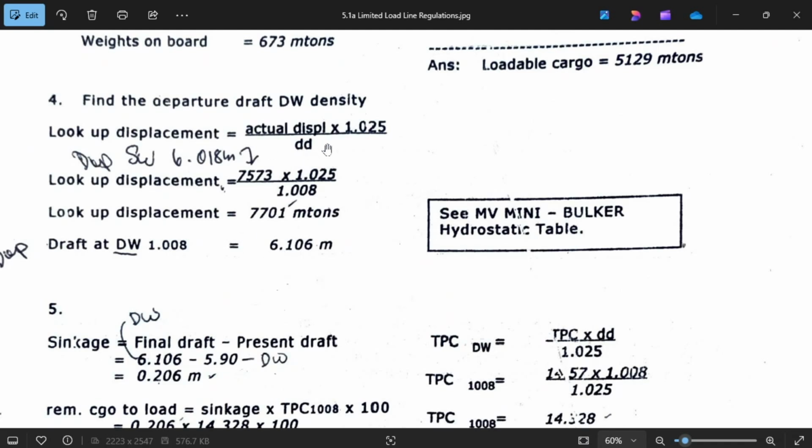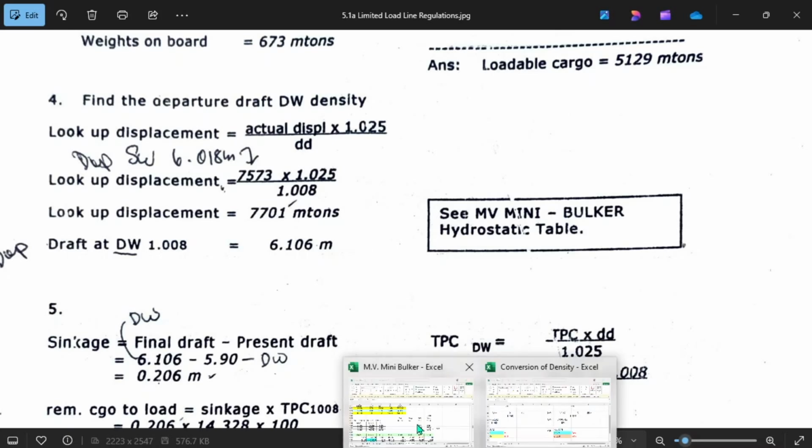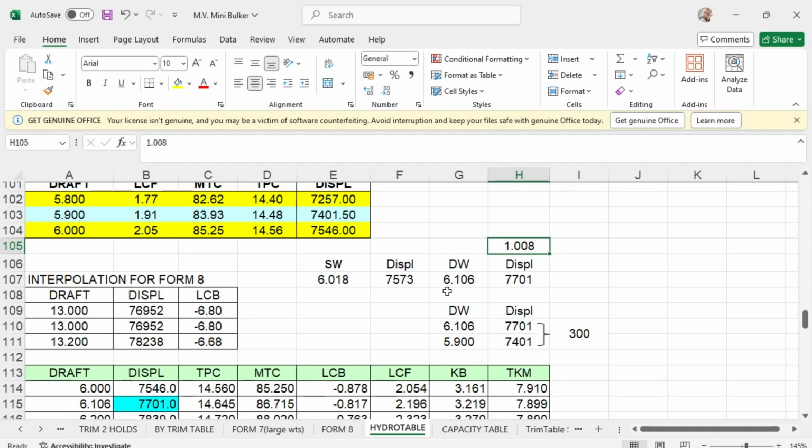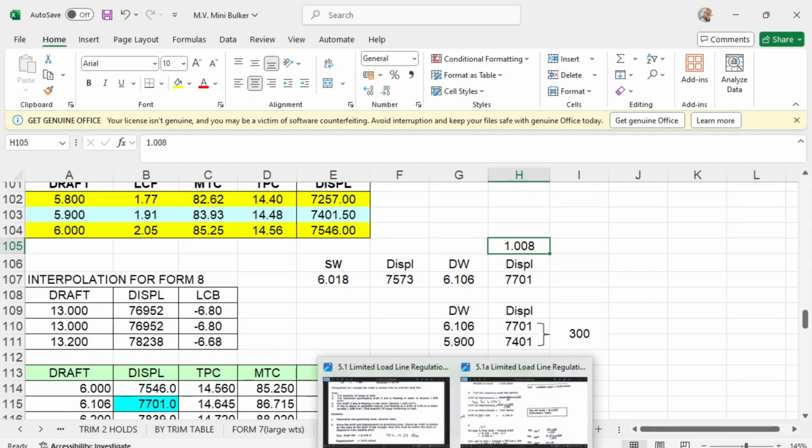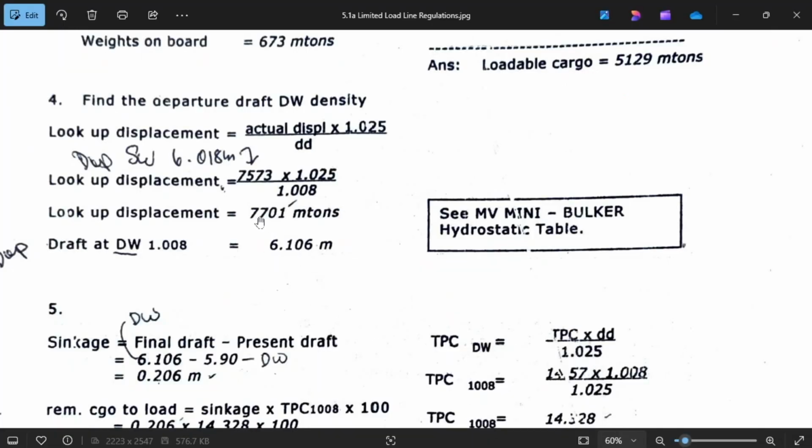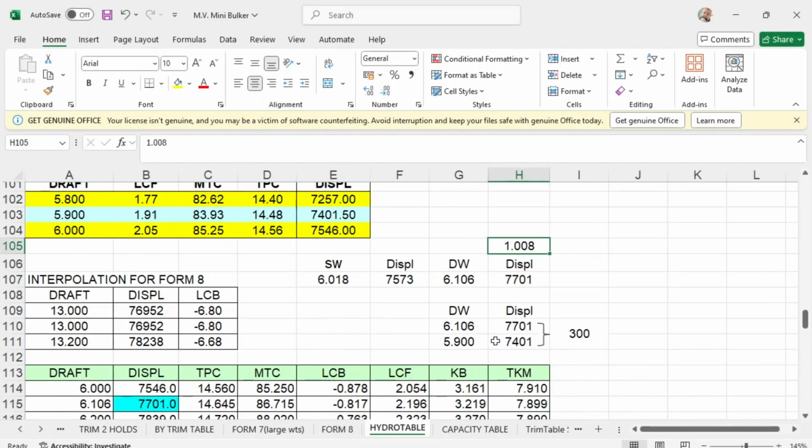So his displacement when floating in 1.018 will be 7701, and 6.106 will be the draft. Okay, let's check. So the draft will be 7701 and 6.016. Okay, got here 6.016 and 7701. That will be dock water floating at density 1.018. Okay, I think that will be very clear. Now, what will be its displacement at 6.01? That will be its departure at loading berth.